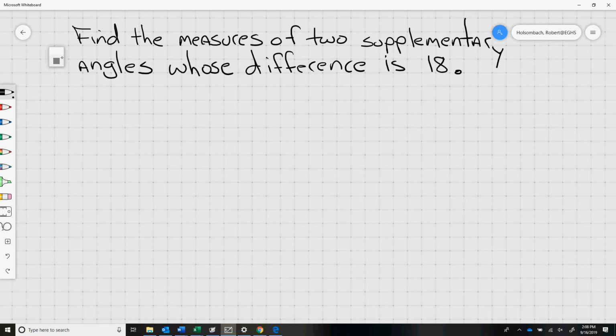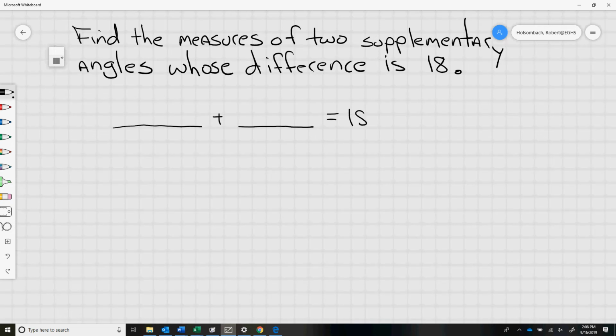So we've got an angle plus another angle, and they have to equal 180 degrees. But the angles have to be 18 degrees different from each other. So let's call the first angle A. And if they have to have a difference of 18, what could the second angle be called? If one angle is A and the other angle is A plus 18, aren't they 18 different?